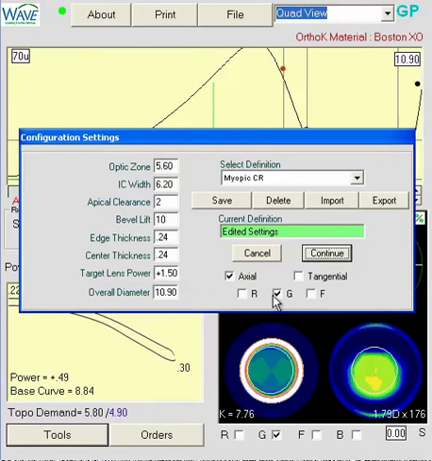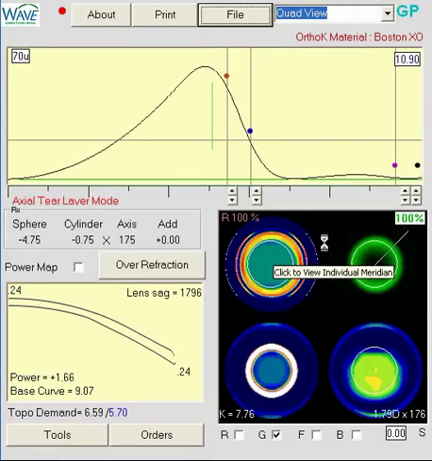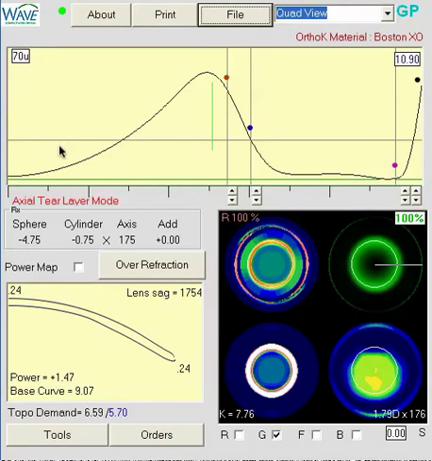I would also go GSIM. There's some asymmetry, but there's not enough there where I think we need a freeform lens. I think GSIM is just fine. Should line up very well still. So given that, I'm going to hit continue, and this will give us a new lens. Okay, so this is the lens that Wave's giving us.